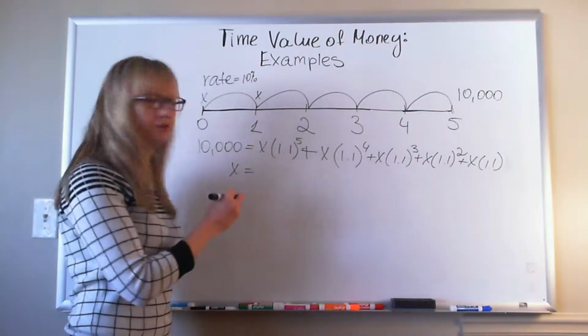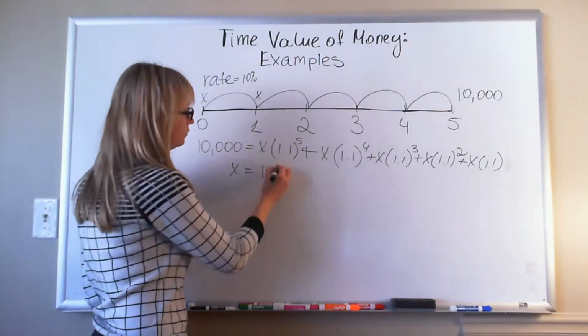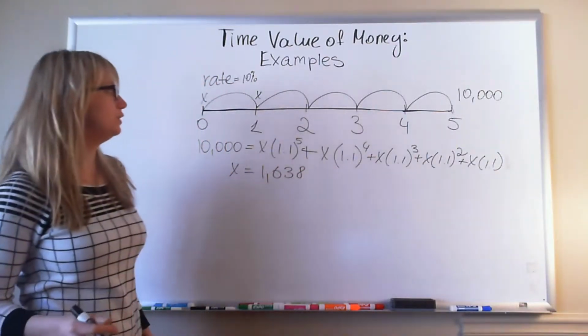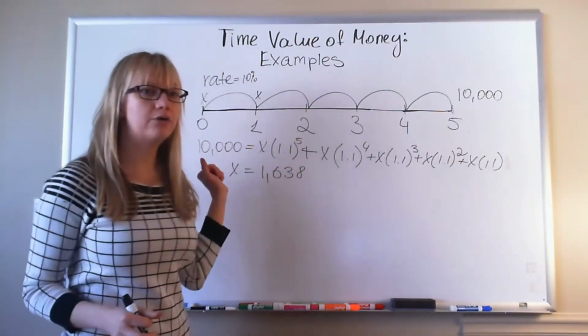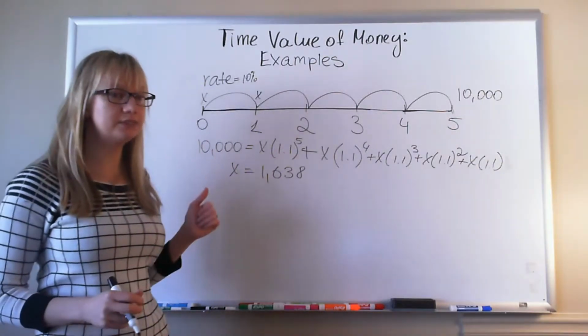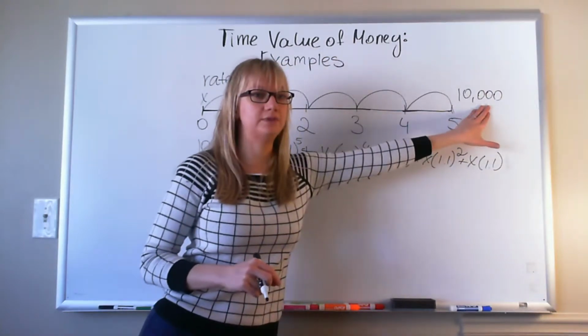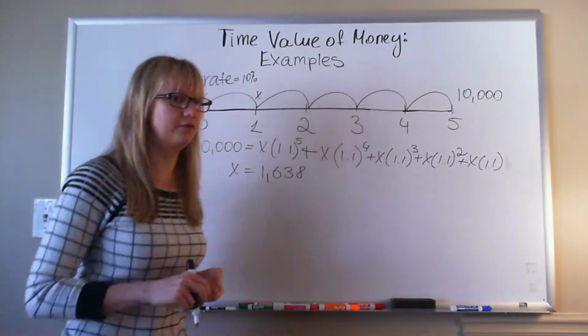I will just give you the answer, and it is $1,638 we need to put up every year into our bank account that earns us a 10% a year rate in order to have saved $10,000 at the end of year 5.